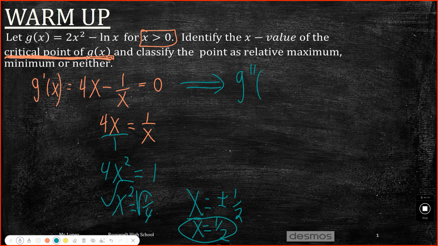g double prime of x is going to equal 4, and then we've got minus 1 over x. So what's the derivative of this? We have a negative x to the negative 1. Take the derivative of that, bring the exponent to the front, and that would make it a positive. Minus 2, so it would be plus 1 over x squared.